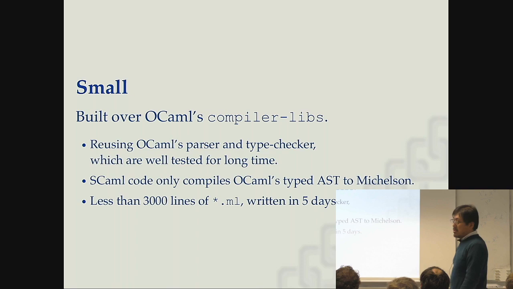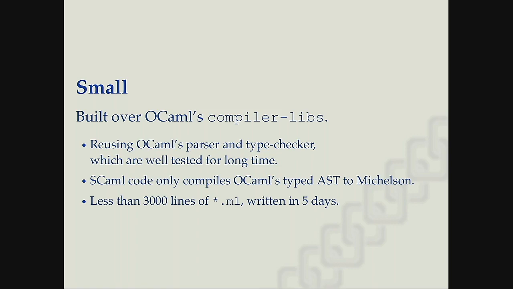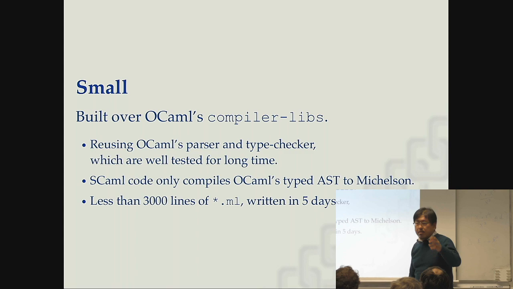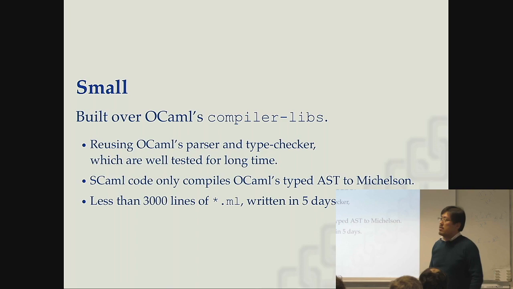So I just use whatever I can use. The programs are just parsed by the original OCaml parser and then type checked by the original OCaml type checker. So this is really well tested. Of course, there's no certification, but I'm sure Jack will prove all the correctness pretty soon. Okay, and so what SCaml actually does is just translate this typed AST of OCaml to Michelson.